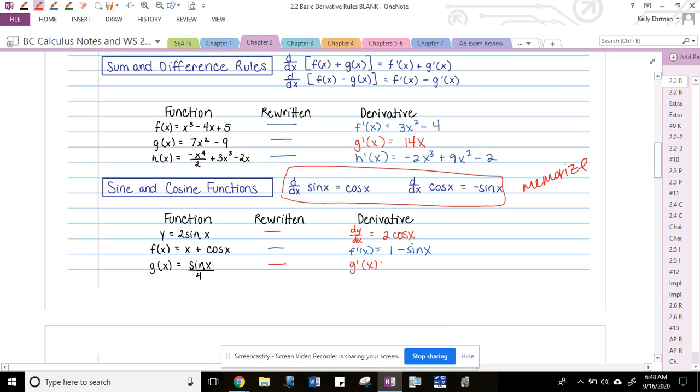So g prime of x is equal to, the 1/4 is along for the ride. Derivative of sine is cosine, so it should just be cosine x over 4. Pretty simple as long as you have those memorized.